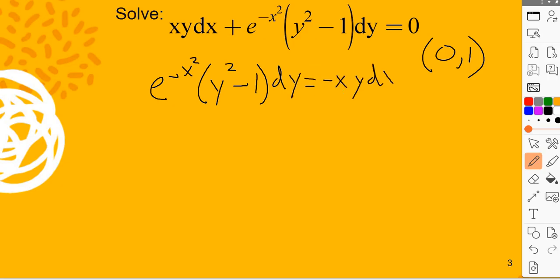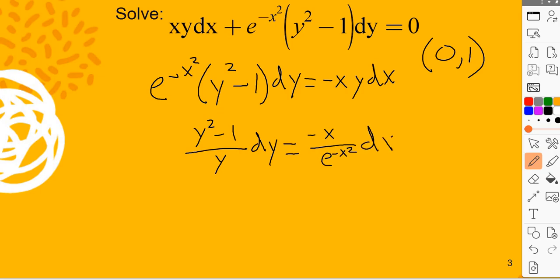So it's already looking better, right? Okay, then we need to match up our corresponding variables. Do I have stuff on the wrong side right now? Yes. So what are we going to do first? Cool. And we will also need to divide by a y. So I get (y squared minus 1) divided by y dy equals negative x divided by e to the negative x squared dx. Can we clean up either one of those?